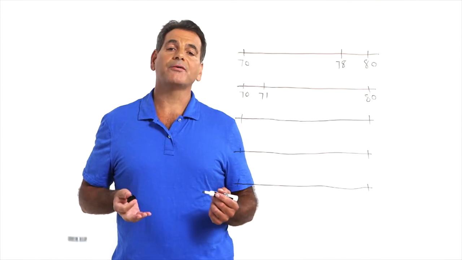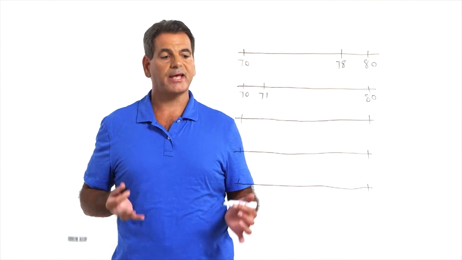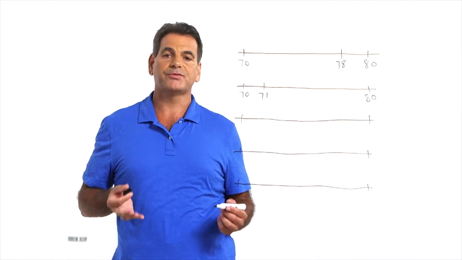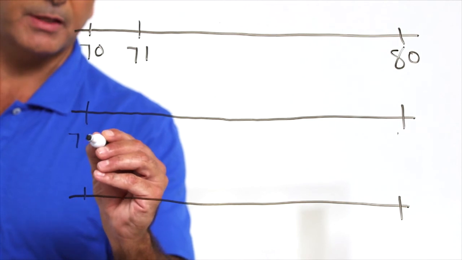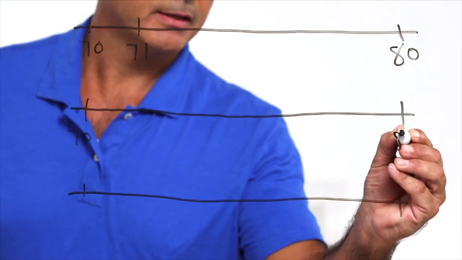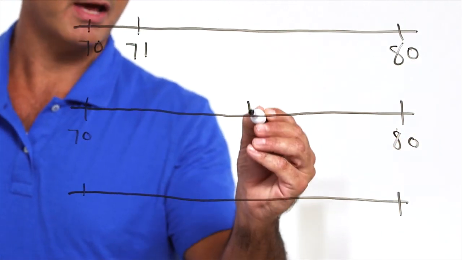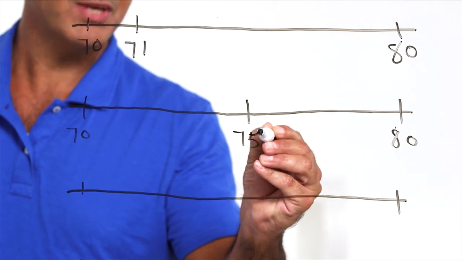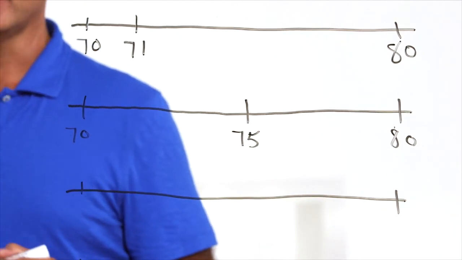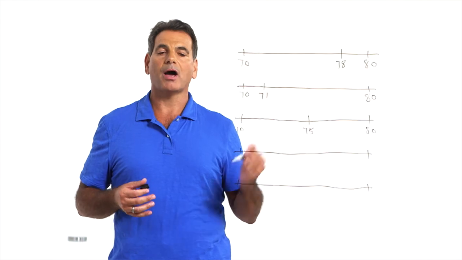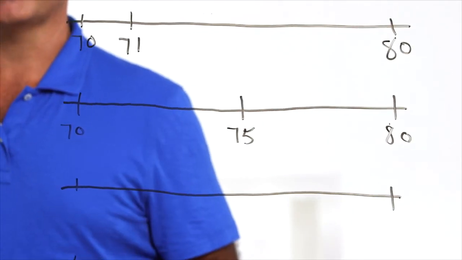In the case of rounding 75 to the nearest 10, we're still asking the same question. What two tens is it between? And that's 70 and 80. But in this case, 75 is exactly in between 70 and 80. By convention, we round up, so 75 rounds to 80.